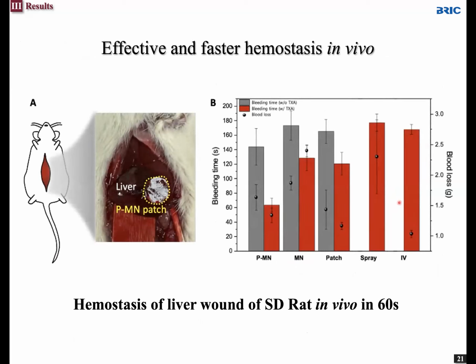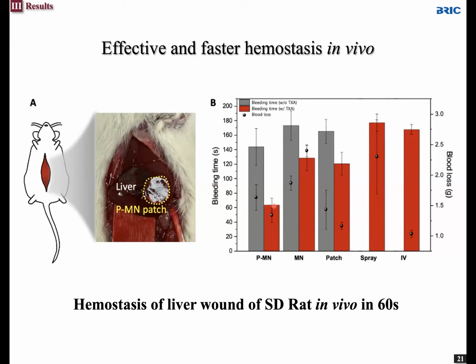So here, the peripheral microneedle patch, the first one, was quantitatively compared with a wide range of tranexamic acid application strategies, namely the conventional microneedle patch here, the needle-free patch here, droplet spraying, and also the most conventional manner, intravenous injection here. The bleeding time was shortened the most in the case of the peripheral microneedle patch, as you see here in the red bar.